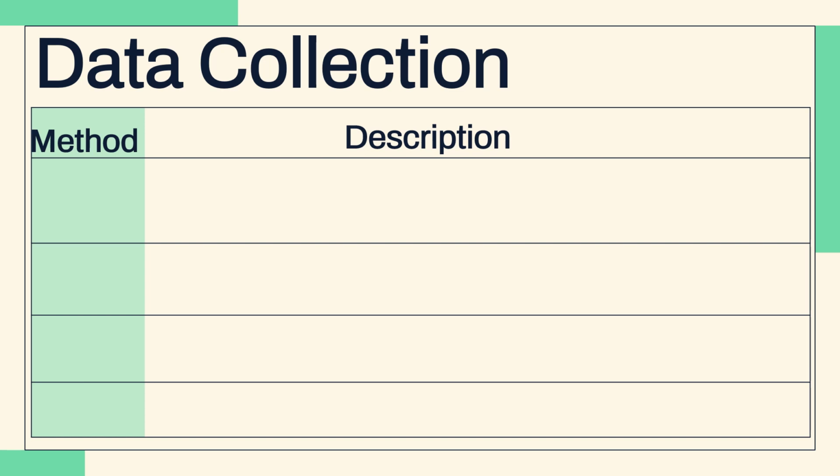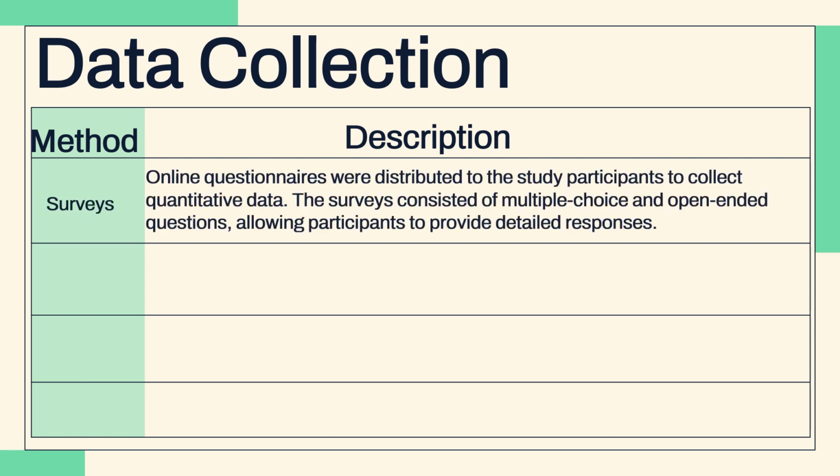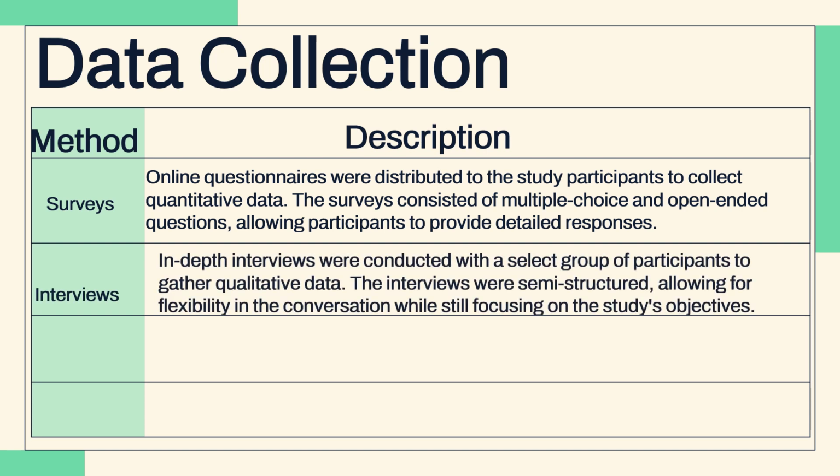Surveys. Online questionnaires were distributed to the study participants to collect quantitative data. The surveys consisted of multiple choice and open-ended questions, allowing participants to provide detailed responses. Interviews. In-depth interviews were conducted with a select group of participants to gather qualitative data. The interviews were semi-structured, allowing for flexibility in the conversation while still focusing on the study's objectives.